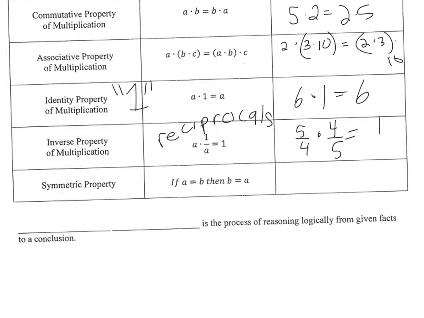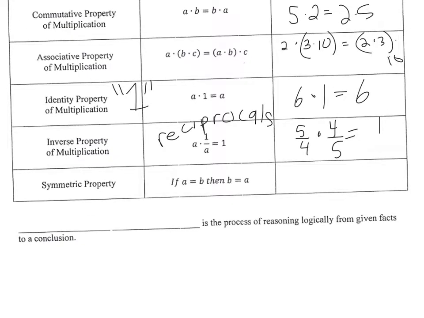And the symmetric property means that you can just flip around. If I have x equals 2, it's the same thing as writing 2 equals x. When there's an equal sign, it doesn't matter what's on the left and right hand side. You can switch the left with the right. That's called a symmetric property. It's used more in geometry.